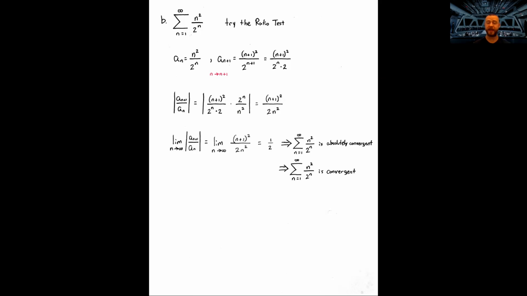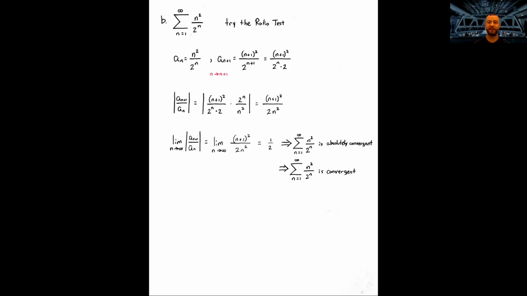We take our term a sub n squared divided by 2 to the n, and we increment it, replace all n's with n plus 1, and notice in that denominator you get 2 to the n plus 1, which we're going to rewrite as 2 to the n times 2. That's our third tip when we started these examples, breaking up an n plus 1 power as an nth power times the number.